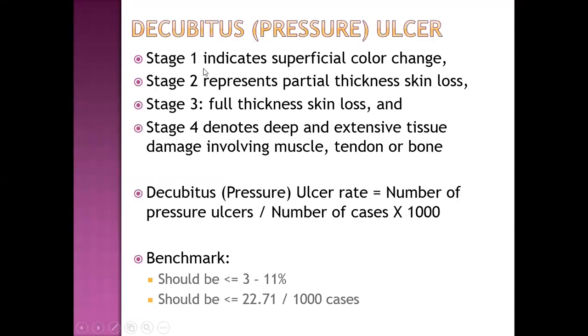Pressure ulcers include stage 1, 2, 3, 4. Stage 1 indicates superficial color change of the skin. Stage 2 represents partial thickness skin loss. Stage 3 is full thickness skin loss. Stage 4 means deep and extensive tissue damage involving muscle, tendon, or bone. So pressure ulcer rate is equal to number of pressure ulcers divided by number of cases multiplied by 1000. It should be less than 3 to 11% or should be less than 22 per thousand or 2.27%.